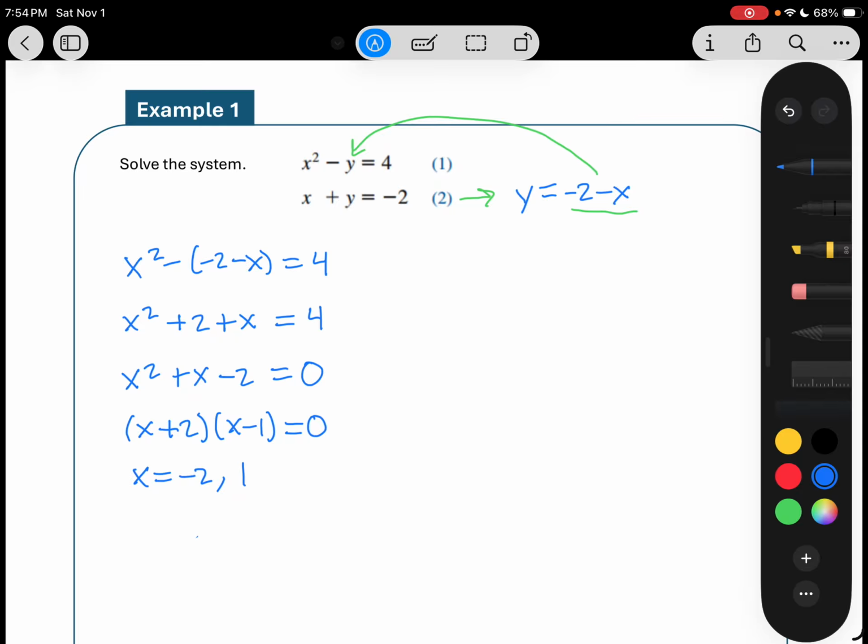Now, those are just the x values. So now we've got to go back and find what the y values are. Luckily, in our equation that we solved for y, y is solved for. So we can just plug in the values we got for x in that equation, and we should get y pretty easily. So we'll get y is 0 when x is -2. And when x is 1, we'll get -3.